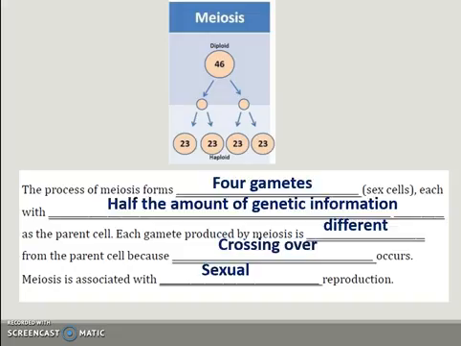The opposite is meiosis. Meiosis forms four gametes or sex cells, each with half the amount of genetic information as a parent cell. Each gamete produced by meiosis is different from the parent cell because crossing over can occur. Meiosis is associated with sexual reproduction. So one cell will split, eventually leading to four cells. Each of the cells, instead of having 46, will have half the amount of chromosomes, or 23 chromosomes. They will be haploid. So meiosis is for sexual reproduction. Think about the E stands for sex. There's also crossing over, which can lead to more genetic variation.